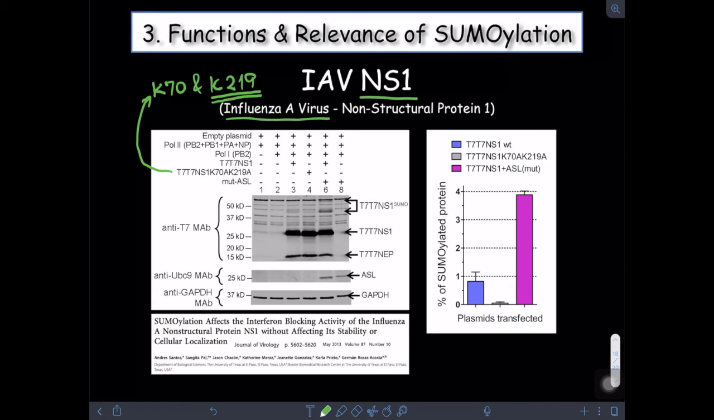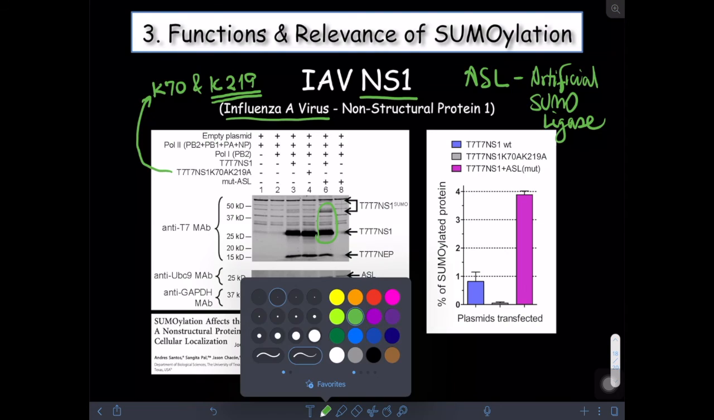Now, having characterized the main lysine residues that were targeted for SUMOylation in NS1, we also wanted to try to identify a mechanism to increase the SUMOylation of NS1. For that, we developed something that we call an artificial SUMO ligase, or ASL, for NS1, and we were able to demonstrate that that artificial SUMO ligase increased in a very specific manner the SUMOylation of NS1 without affecting the SUMOylation of any other protein target within the cell.